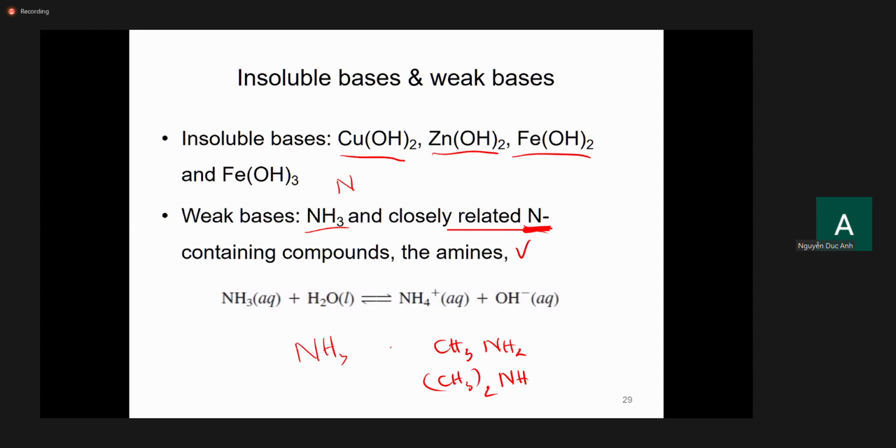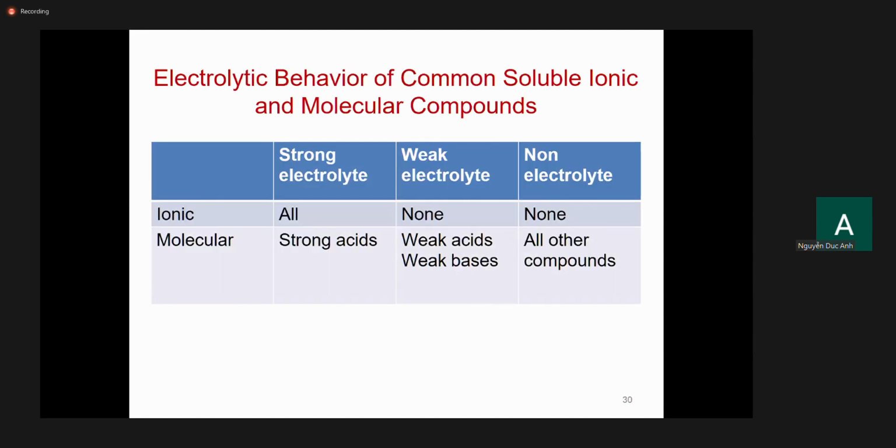And then when you dissolve them in the aqueous solution, or water, you will have a process in which NH3 will take protons from water and form ammonium ions, and of course it releases OH minus. So we consider them a weak base. So this one summarizes to you the electrolytic behaviors of the common compounds.